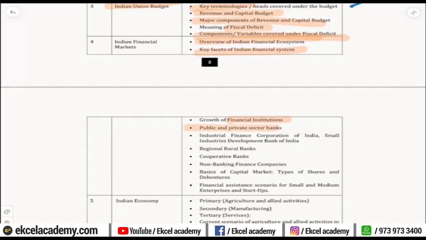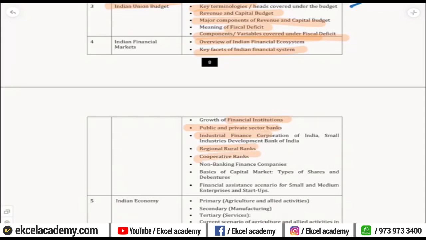Then we will have a brief discussion on the public and the private banks. Then we will discuss the industrial finance. Then we go to the regional rural banks. Even to this day, India lives in the villages, so it is very important to nurture and develop the rural economy. So regional rural banks play an important role.